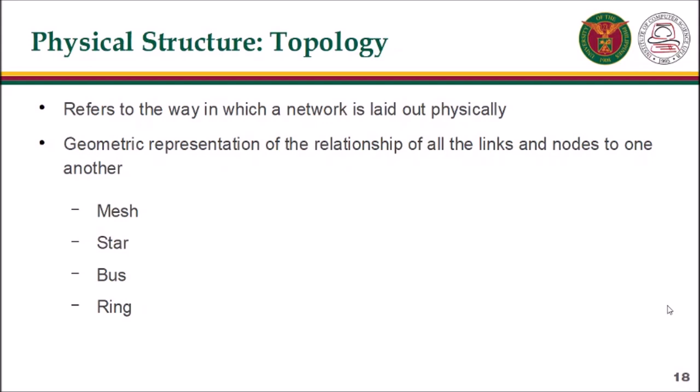The term physical topology refers to the way in which a network is laid out physically. Two or more devices connect to a link. Two or more links form a topology. The topology of a network is the geometric representation of the relationship of all the links and linking devices, usually called nodes, to one another. There are four basic topologies possible: mesh, star, bus, and ring.